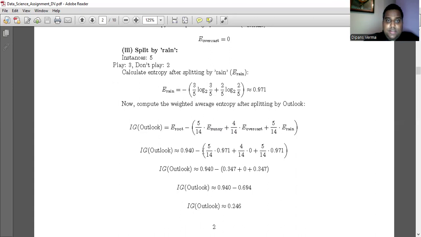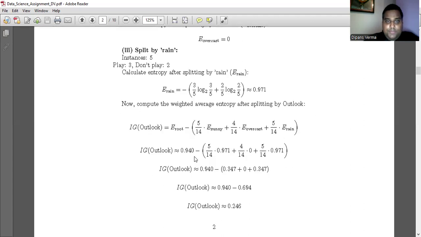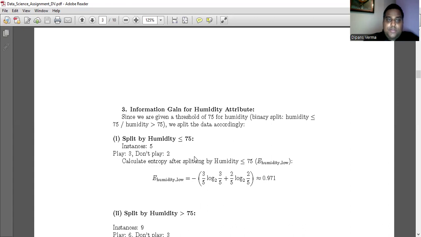E root, that means entropy of the node, we have already found out, right? That is nothing but 0.940. After that, we are getting the value 0.246. And then, okay, this is done. So now I'm coming to the next point.